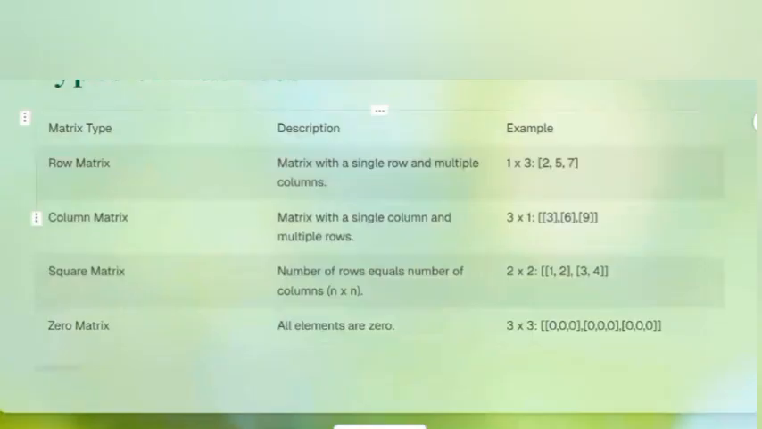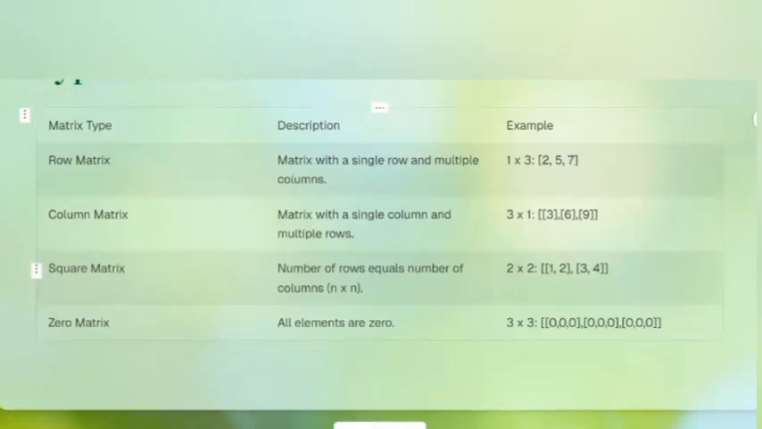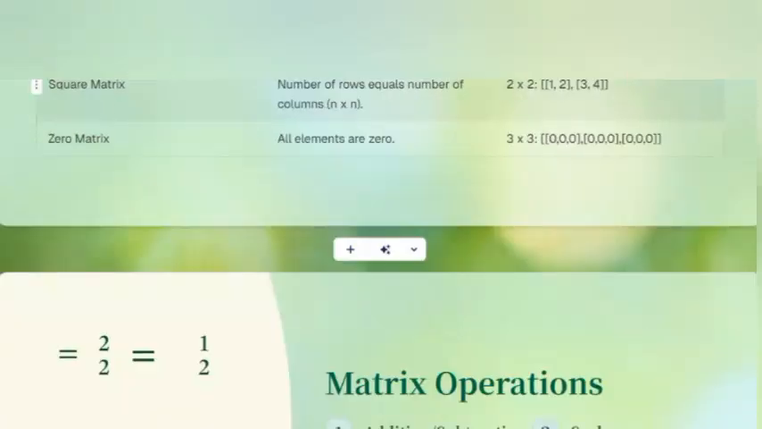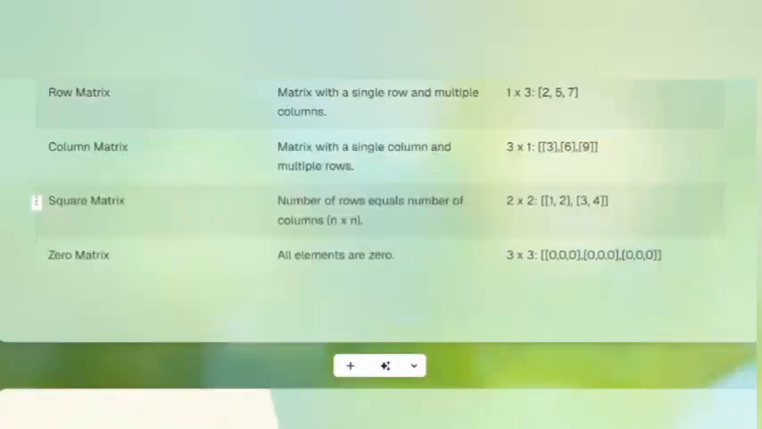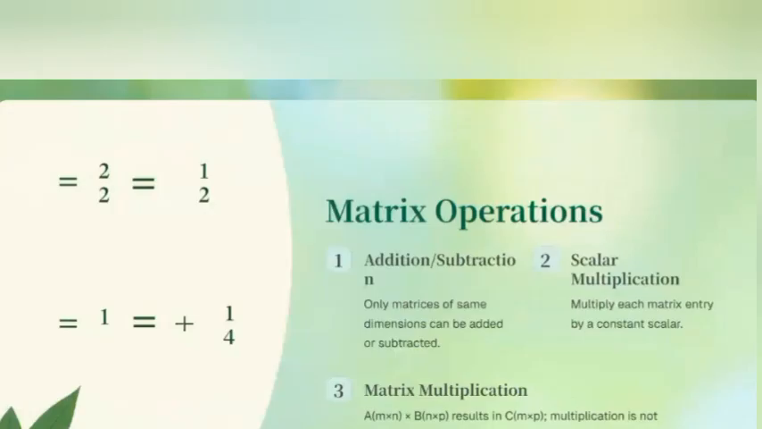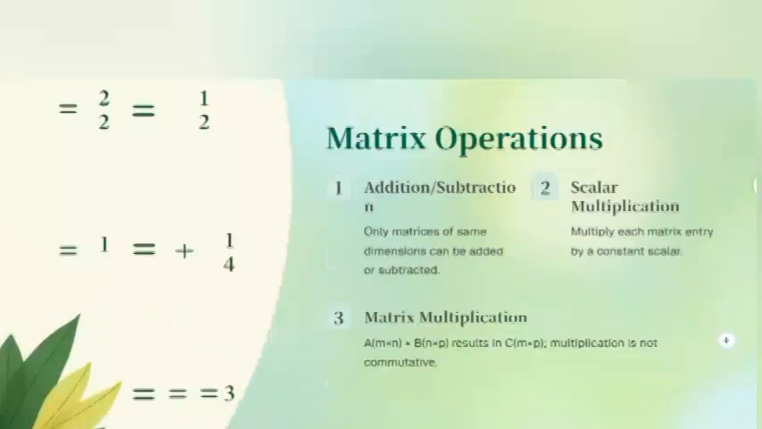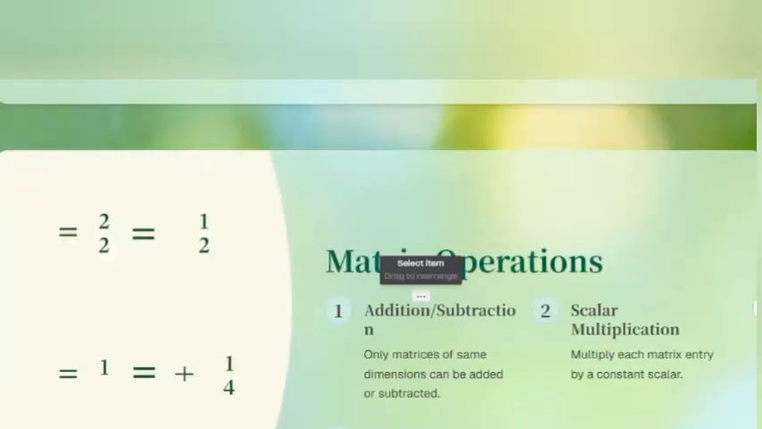Row matrix, which is a single row; column matrix, which is a single column; and square matrix, where the number of rows equals the number of columns. We already explained that. And a zero matrix is one where all elements are zero. Yeah. So with that explanation, let's move on to the matrix operations.